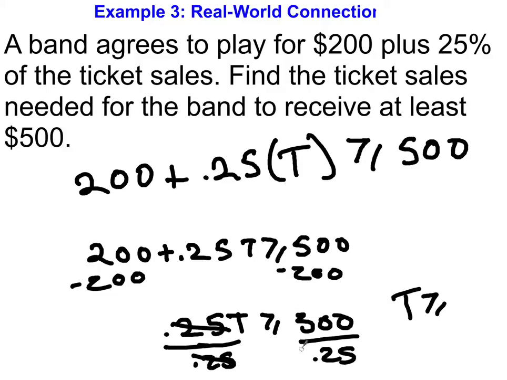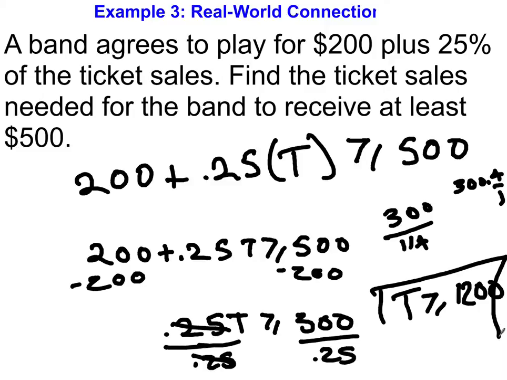It cancels out over here. 300 divided by 0.25 is the same thing as 300 times 4. And the reason why I know that is because 0.25 is the same thing as 1/4. So if you divide by 1/4, that's the same thing as multiplying by its reciprocal, 300 times 4. So they would need to sell, that was a terrible boxing job. They would need to sell at least 1,200 tickets in order to receive at minimum $500. So this is the solution to that question.